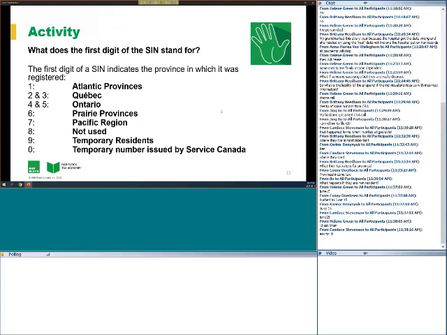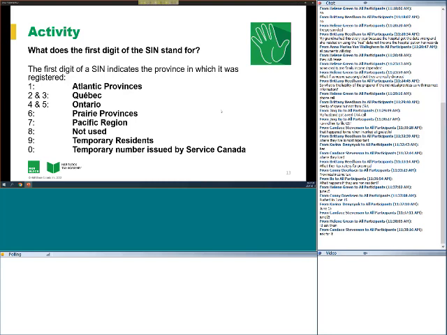2 and 3 are Quebec. It gets 2 because it has a very high dense population. 4 and 5 are from Ontario. 6 are the Prairie provinces. 7 is the Pacific region. 8 is not used. And then we have 9 as the most common for temporary residents. So those are people who are in the country for now, need to file tax returns for various reasons. Because remember, it's not based on citizenship, it's based on tax residential ties. So they will need a SIN number while they're resident in Canada.